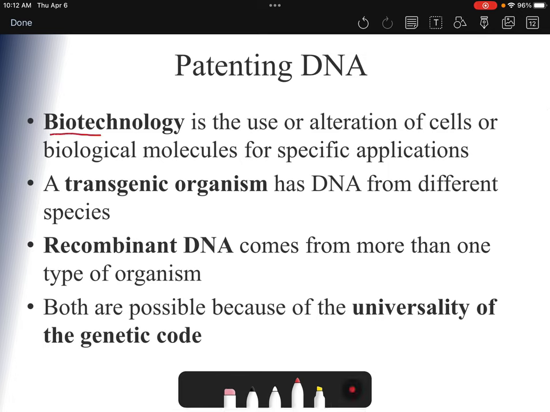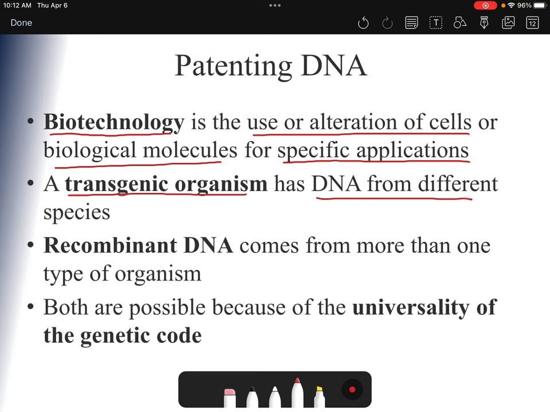So the term biotechnology refers to the use or alteration of cells or biological molecules for specific applications. And a transgenic organism is one that has DNA from different species. And so we often use transgenic organisms in biotechnology. Recombinant DNA means that it's DNA that comes from more than one type of organism. And so basically, a transgenic organism has recombinant DNA inside it.